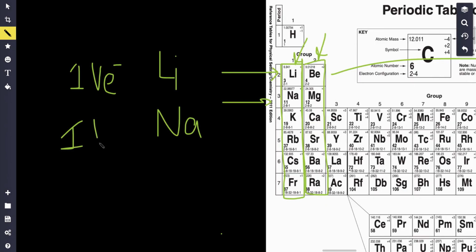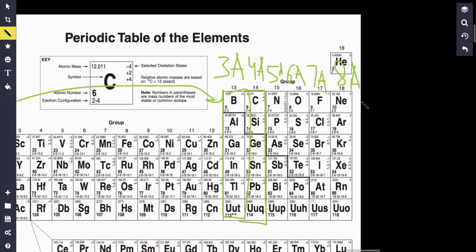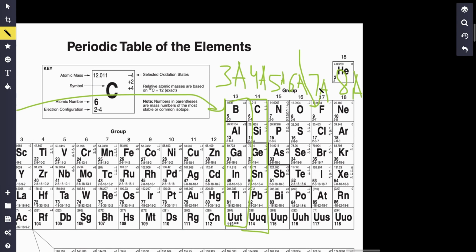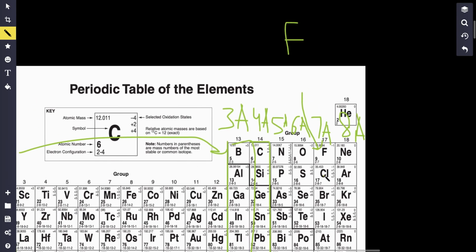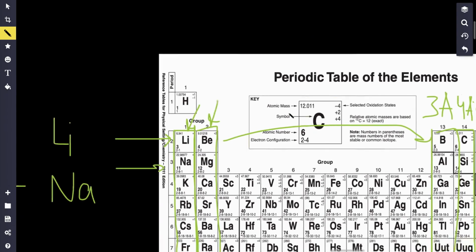Both of them have 1 valence electron. If you look at group 7A, if we take a look at an atom of fluorine or an atom of chlorine, they both have 7 valence electrons. So notice how the amount of valence electrons that they have pretty much just matches up with their group number.